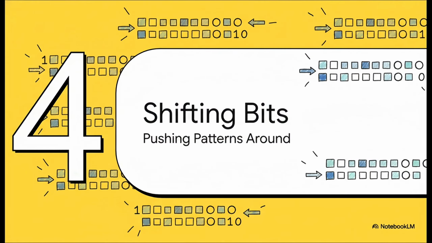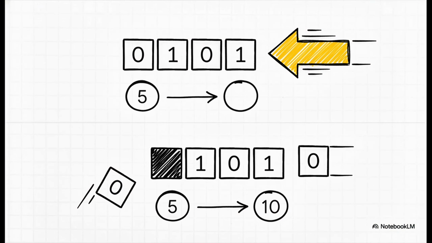All right, our last set of tools are the shift operators. And these are incredibly useful because they let us take a whole pattern of bits and just physically slide it over, either to the left or to the right. A left shift does, well, exactly what it sounds like. It pushes every bit one spot to the left, and a 0 gets added on the right end to fill in the empty space. But this has a really cool side effect. Shifting left by 1 bit is an incredibly fast way to multiply a number by 2. So here, our 5 instantly becomes 10.